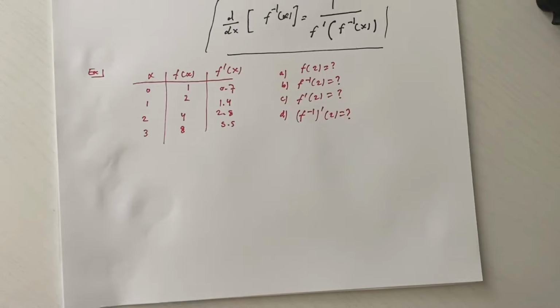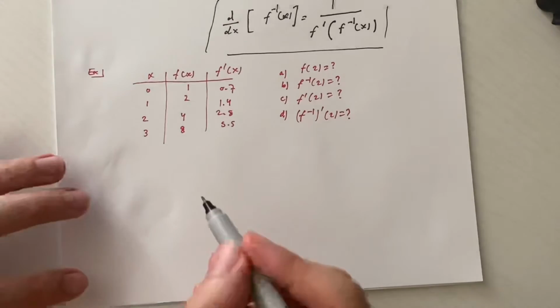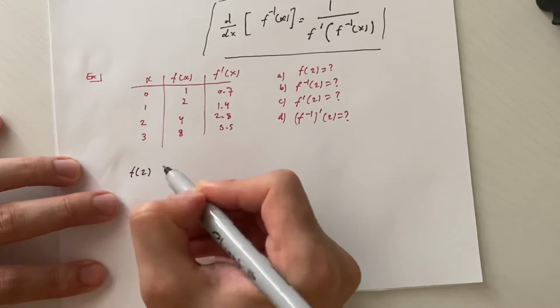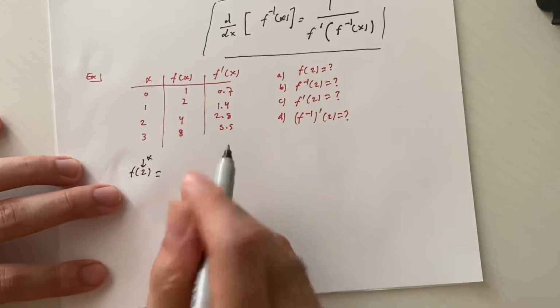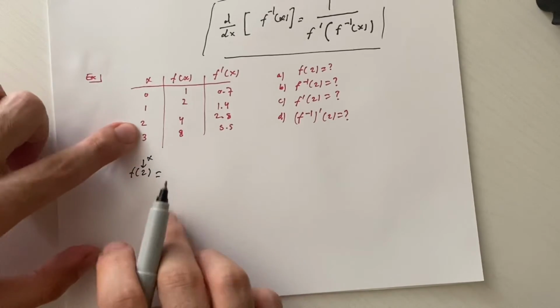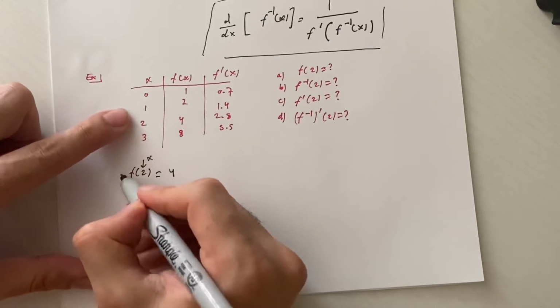Here we have this table of f of x and f prime of x evaluated at different x values. So the first part is f of 2. We go to x equal to 2 in the table and we find the value of the function, which is 4.